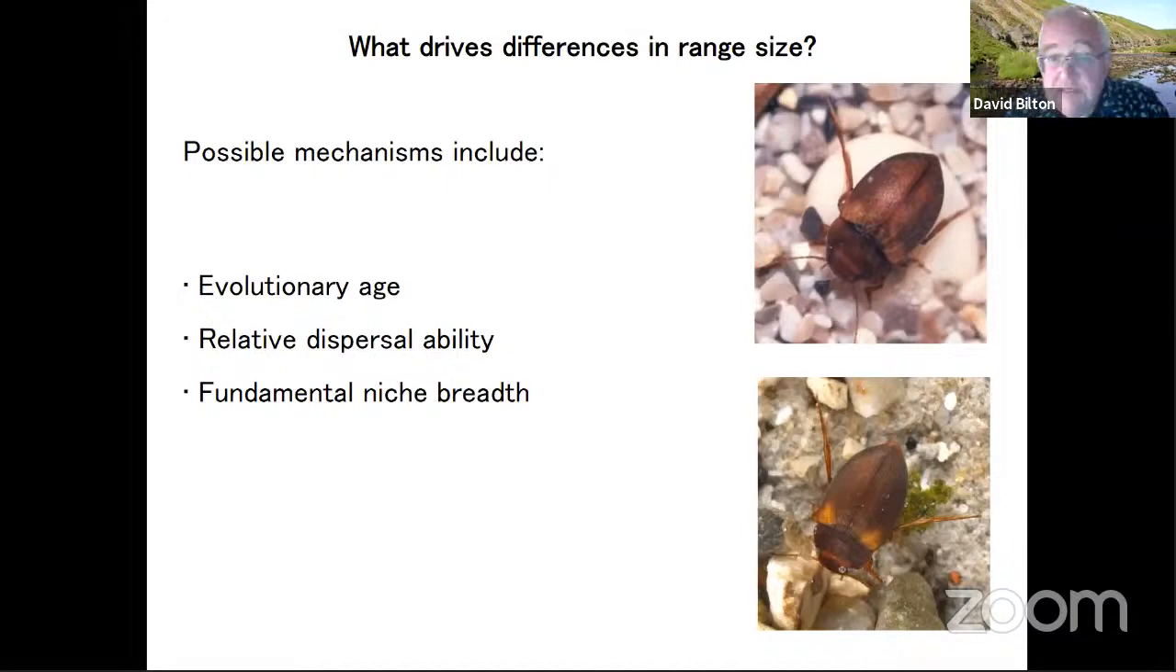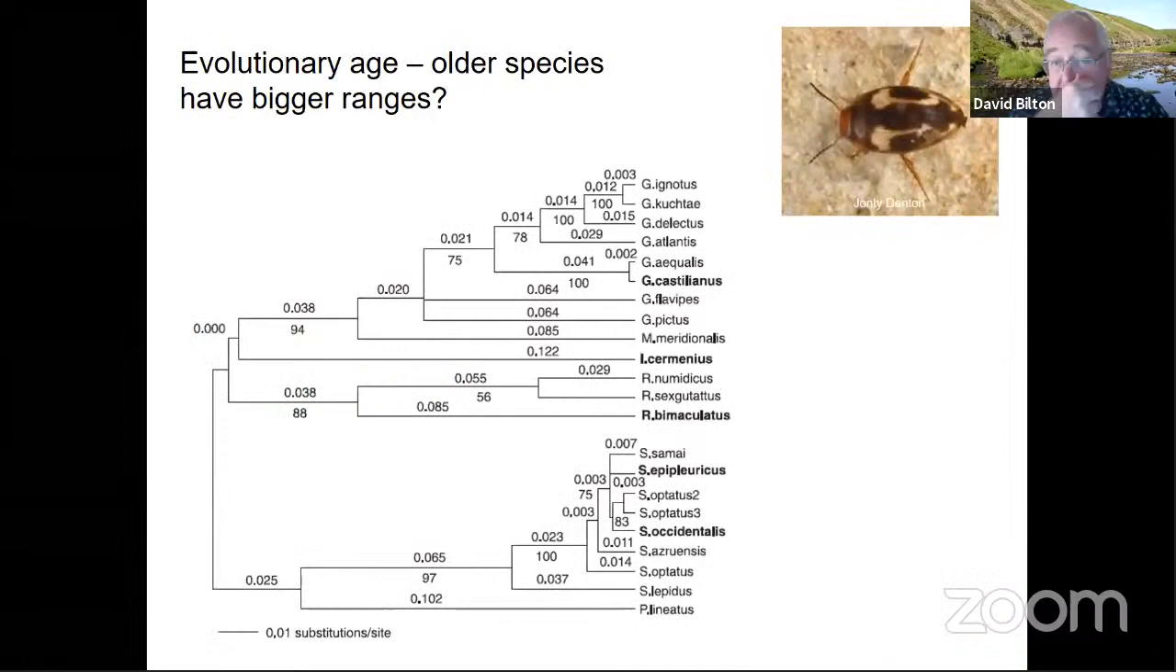So if we think about these in turn, just to think about how they actually operate, if we think about evolutionary age, the idea here would be, all else being equal, older species we might expect to have larger geographical ranges because they've had longer time to expand. If you think of something that evolved 10 million years ago compared to an individual species that evolved 1 million years ago, if they have similar niche breadth and similar dispersal abilities, the one that evolved 10 million years ago, theoretically at least, has had more time to get about, so we'd expect it to be more widespread.